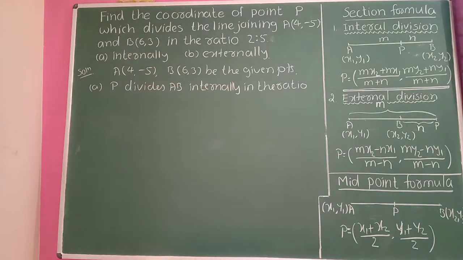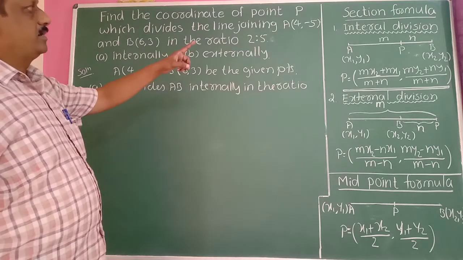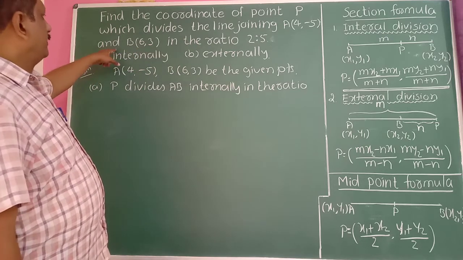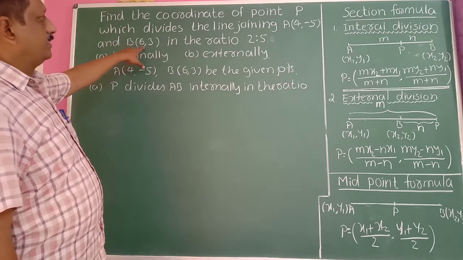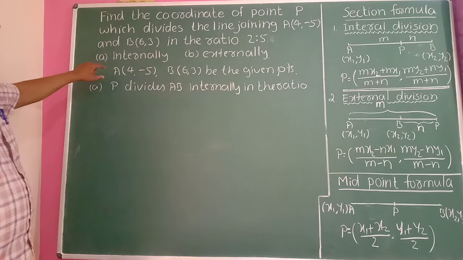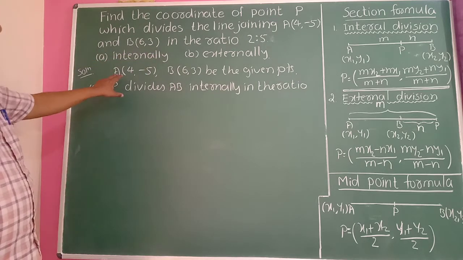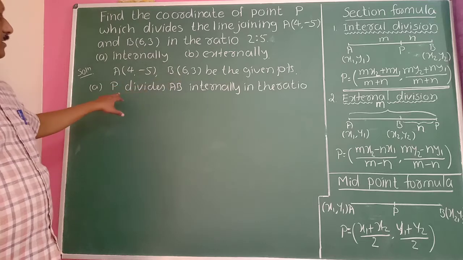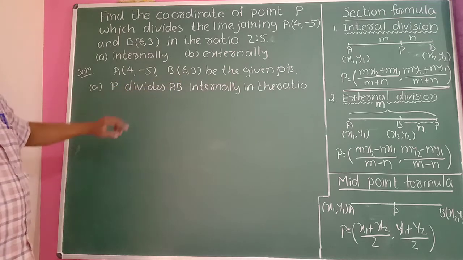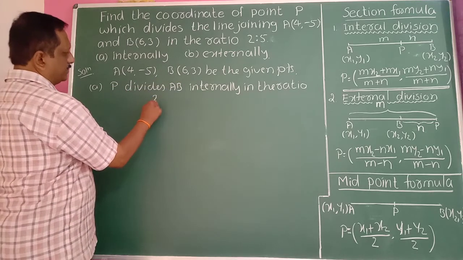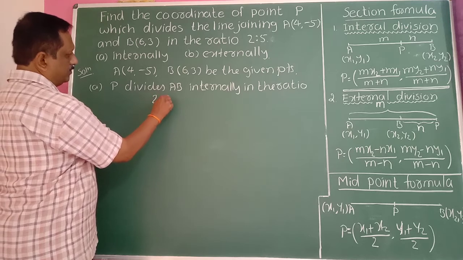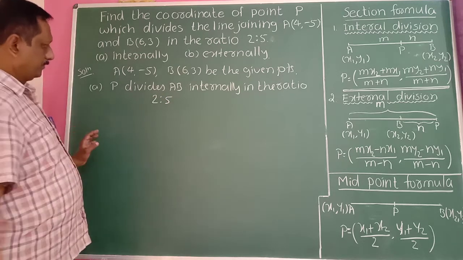So find out the coordinates of the point P, which divides the line joining the points A (4, -5) and B (6, 3) in the ratio 2:5 internally and externally. Therefore, A and B are the given points here. P divides AB in the ratio 2:5. Okay, the first case here.